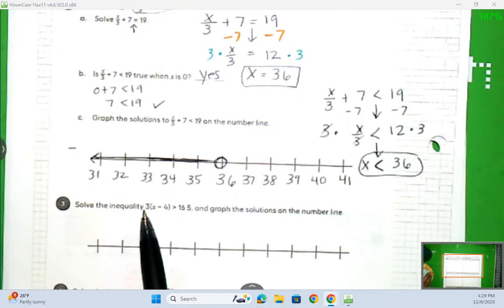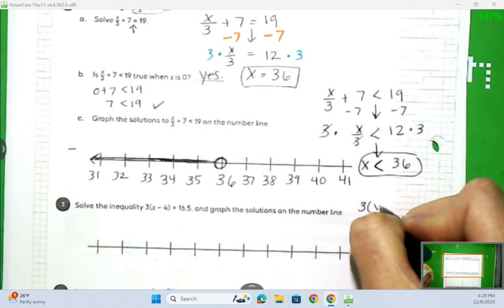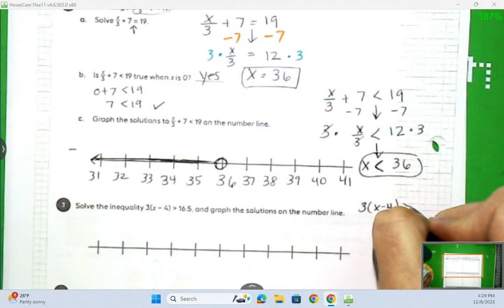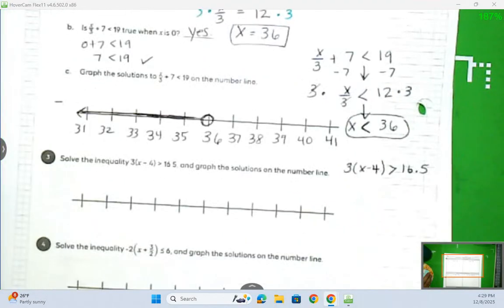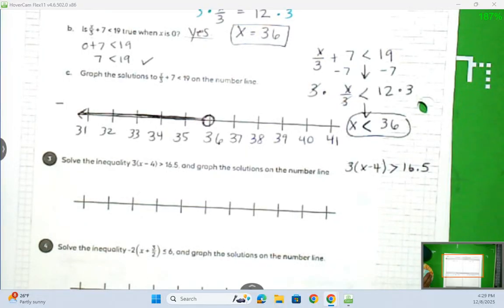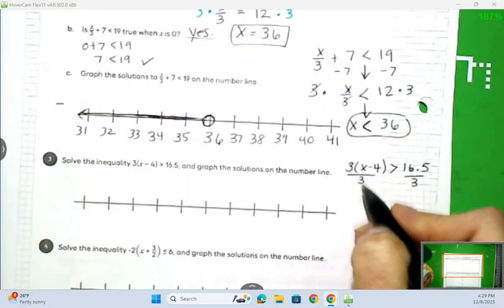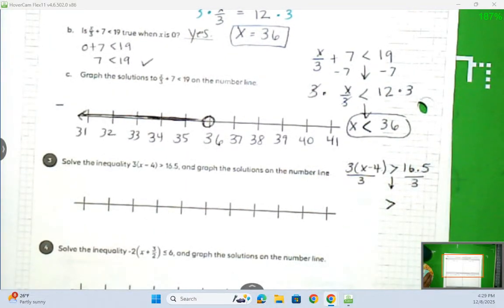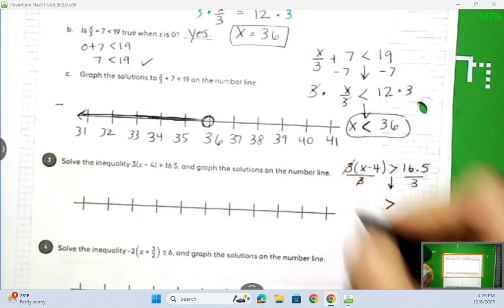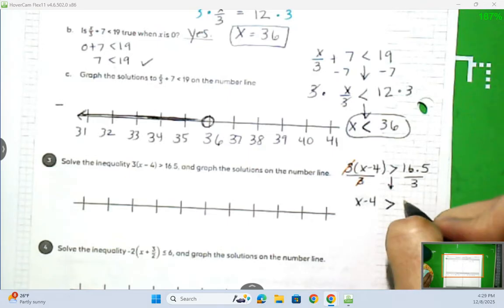Okay, solve the inequality. 3 times the quantity x minus 4 is greater than 16.5. I'm going to work that out here off to the side. Now they threw in a decimal. All right, I'm going to divide both sides by that 3. And it's a positive 3, so my inequality will not switch direction. I have x minus 4 is greater than, and then 16.5 divided by 3 gives me 5.5.